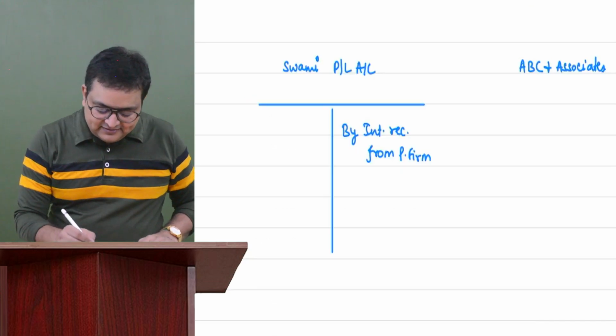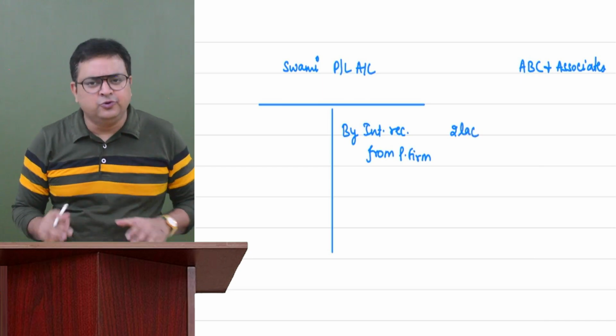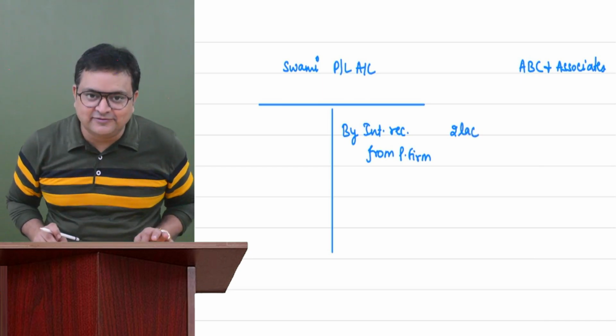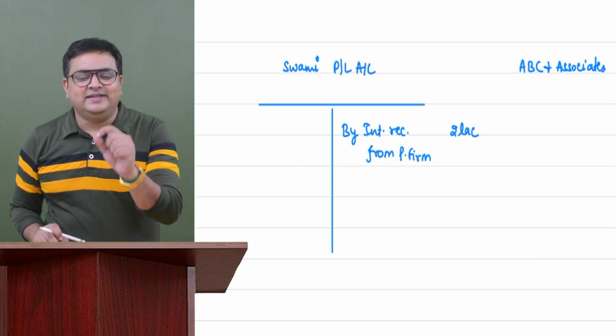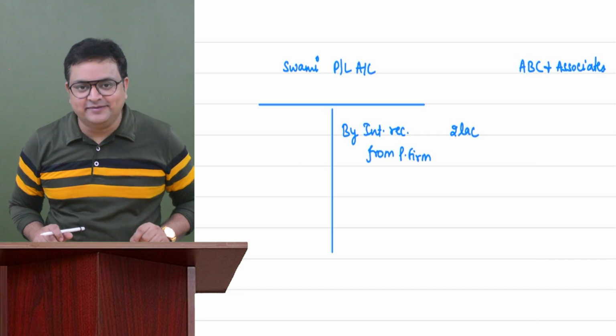So what he has done is he has received interest of rupees 2 lakh and he has credited this in a penal account. No problem as of now. And it is as per the partnership deed. Okay, no problem as of now. But they have said that this interest is at a rate of 15% per annum.